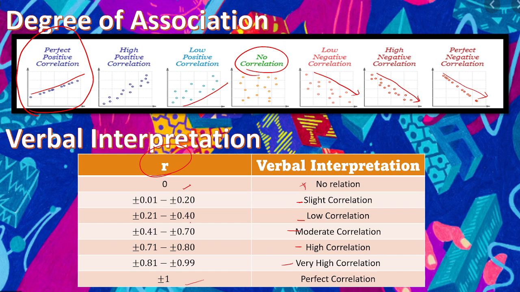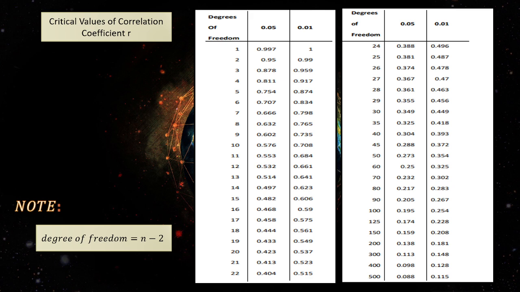Okay, so familiarize nyo lang yung sarili nyo dito kasi hindi naman kayo bibigyan ng copy nito para ma-interpret nyo kung ano ba yung lalabas na value dito sa ating Pearson product moment R natin. Okay, so from here, meron din tayong tinatawag na CV or yung critical value of correlation coefficient R. Okay, for example, meron tayong significant value or significant level.